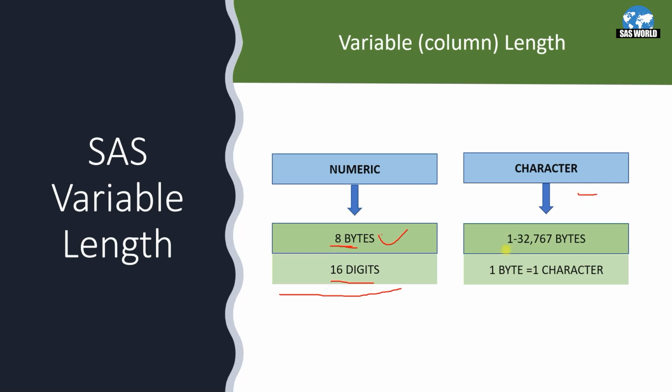But for character, the maximum length is 32,767 characters. So in a variable, you can store this number of characters. This is a huge number you can store in a variable. Here, 1 byte means one character. Unlike the 8 bytes before, when you type a single alphabet, that will hold 1 byte in memory. So 32,767 bytes means that many characters you can store. Just remember 1 byte equals one character in memory.